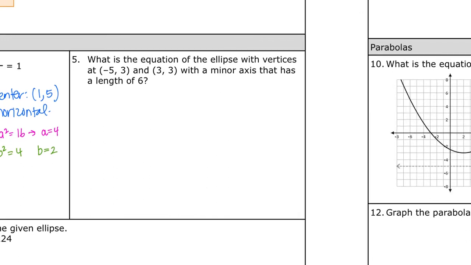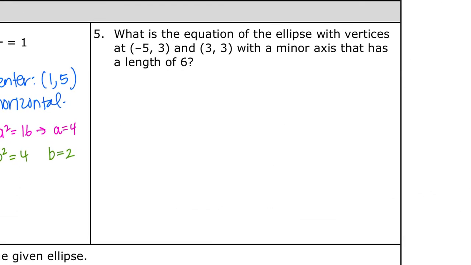Okay, let's look at our next one. What is the equation of the ellipse with vertices at negative 5, 3, and 3, 3 with a minor axis that has a length of 6? So remember, vertices control the major axis, and the major axis tells you which direction your ellipse is going. The minor axis controls co-vertices, so that's going to be the opposite.